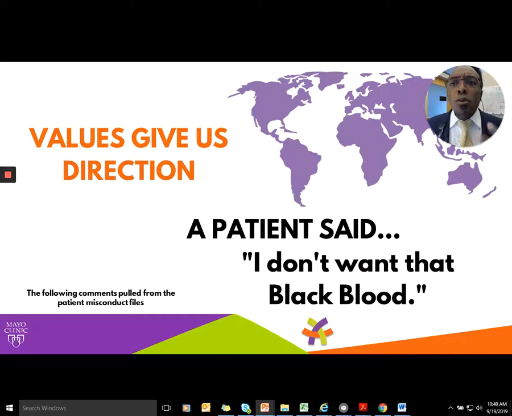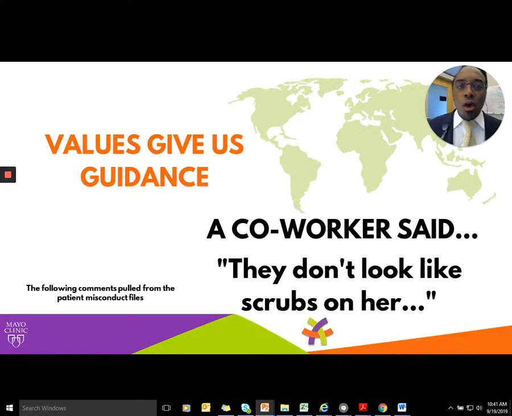So values give us direction, right? If a patient said, I don't want that black blood, there are lots of ways that we could address that, but I'd like for us to think about how we would address that with our organizational values, right? If a coworker said to another one, joking or serious, however they wanted to, those don't look like scrubs on her, right? That could have a number of different meanings, but the real question is, how do you get guidance from our values to address that particular kind of statement, right?